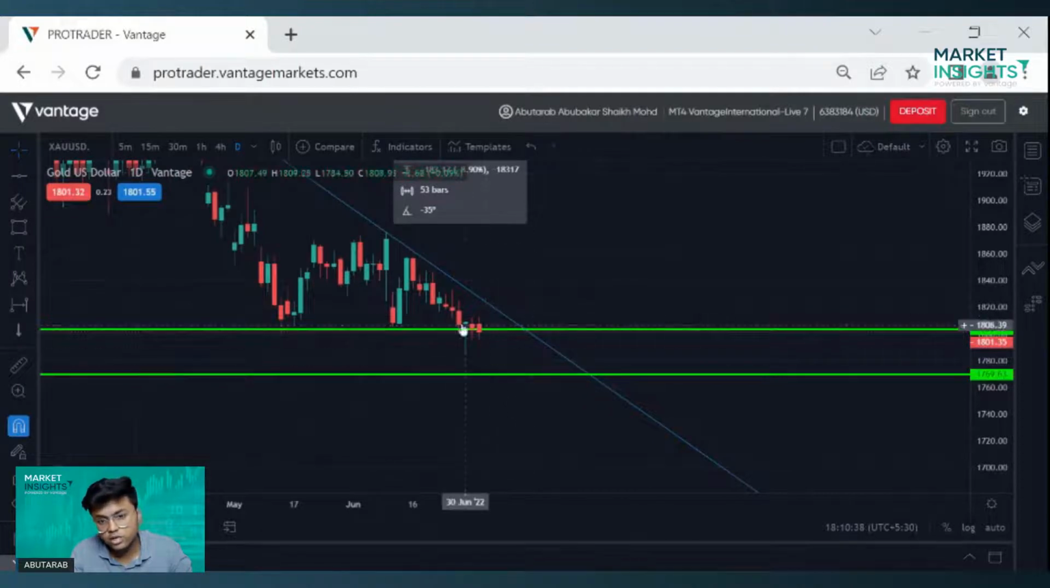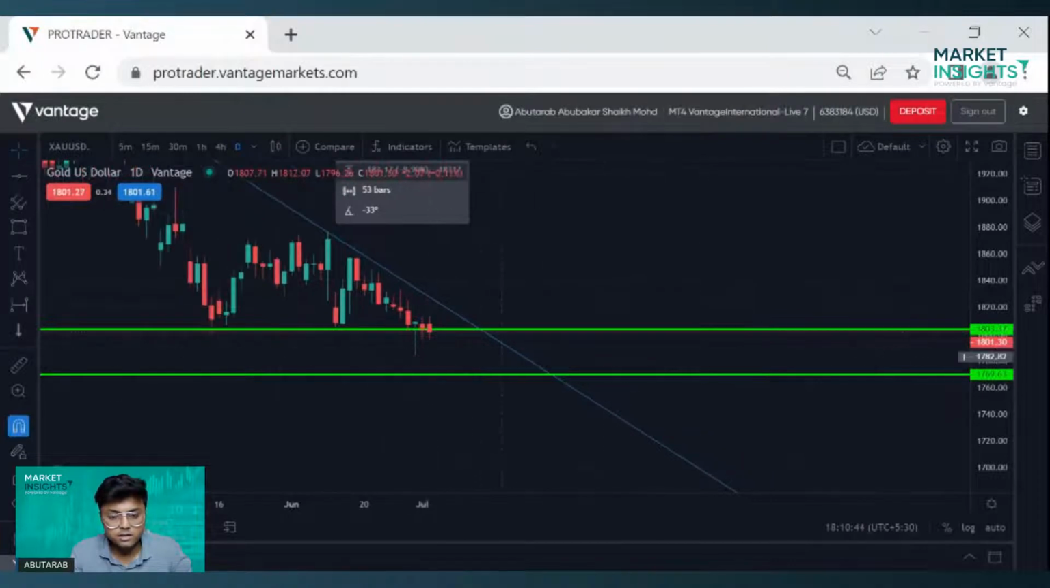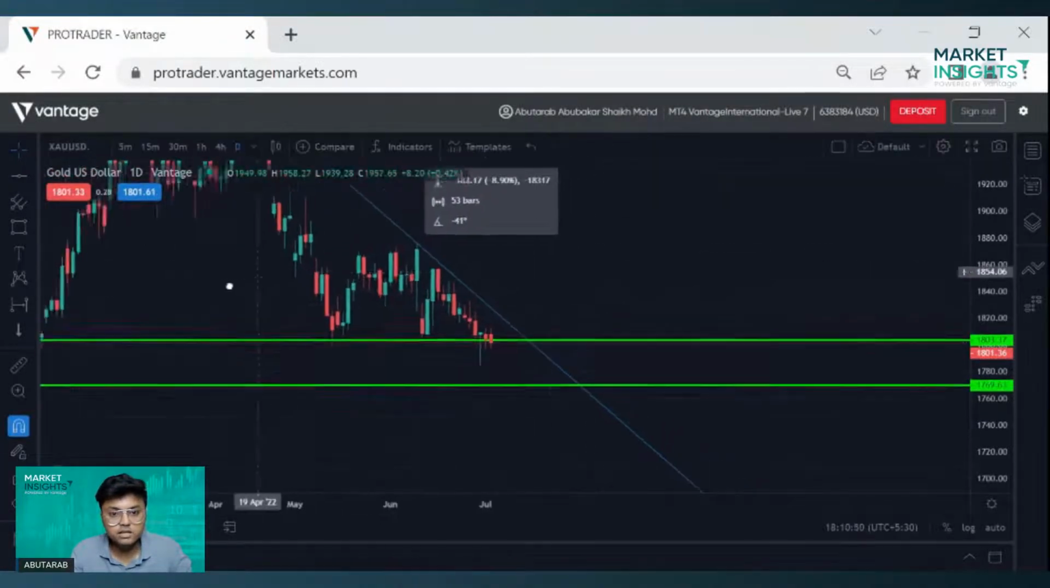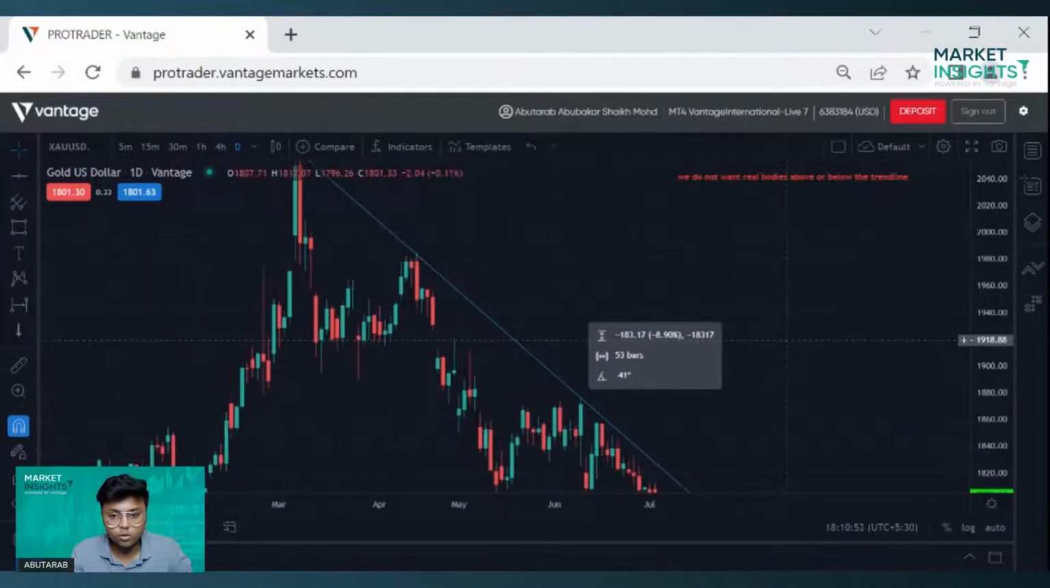Usually, we can short the gold from a long term perspective, from at least a month perspective, right? It is going to go down. So this is gold, and we have seen that there is a downtrend in gold.